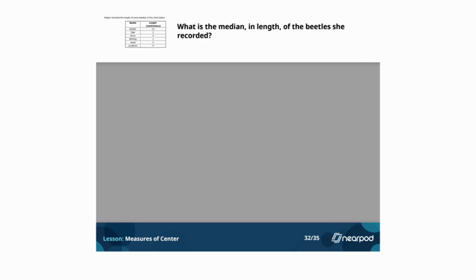It says, what is the median in length of the Beatles she recorded? So again, remember your median is your middle number, but you had to put the set of numbers in order from least to greatest. So I'm looking at the table. That's where I'm getting my numbers from. 1, 2, 4, 5, 12, and 17.